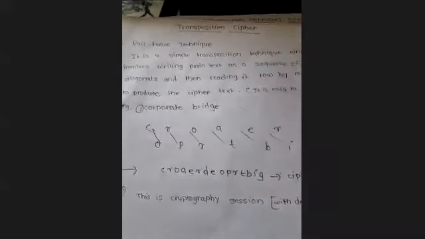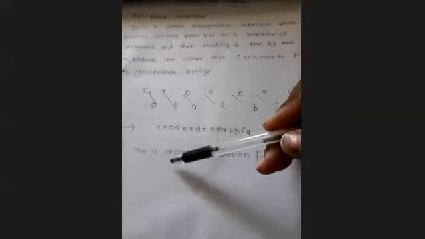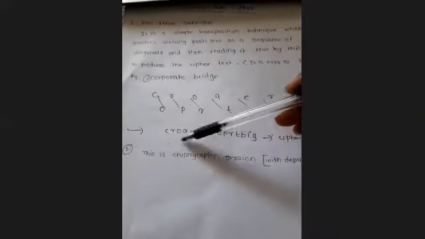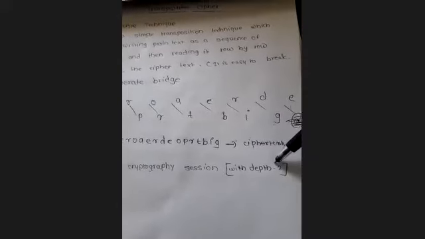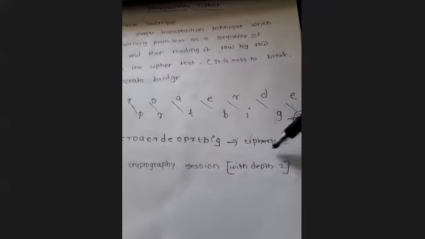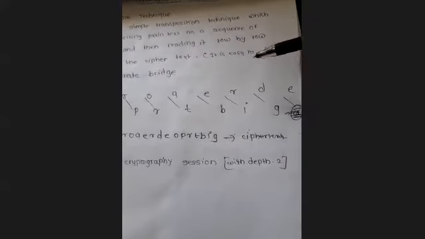One example we have already solved, that is the corporate breach. One more example is there. The example is: this is cryptography session, and the given one is with depth 2. Now what is meant by with depth 2? In some cases it will be written like with depth 2, with depth 3, like this. And if it is not mentioned anywhere what depth to keep, then by default it will be 2.